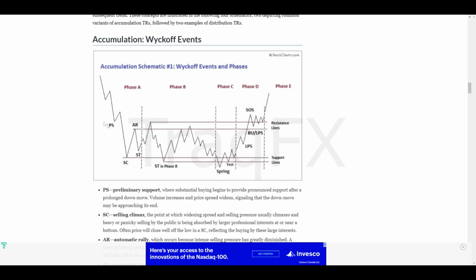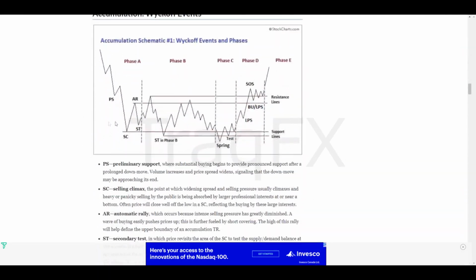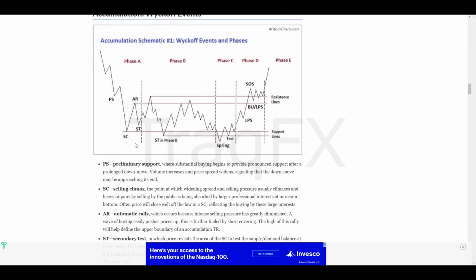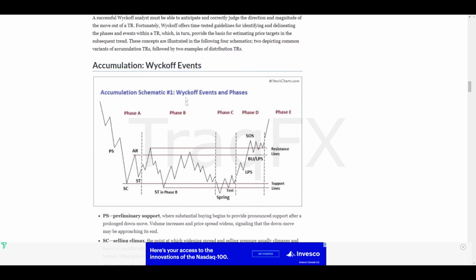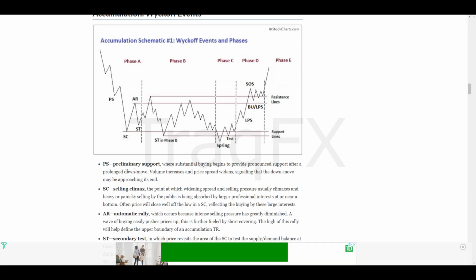So first off, let's actually read all this information over here, because most people are not reading this. You're not reading what the PS means, what the selling climax is, what the automatic rally is, because that's how we all learn, off of reading. So the preliminary support, in this case in the accumulation schematic, this is where substantial buying begins to provide pronounced support after a prolonged down move. Volume increases and price spread widens, signifying that the down move may be approaching its end.